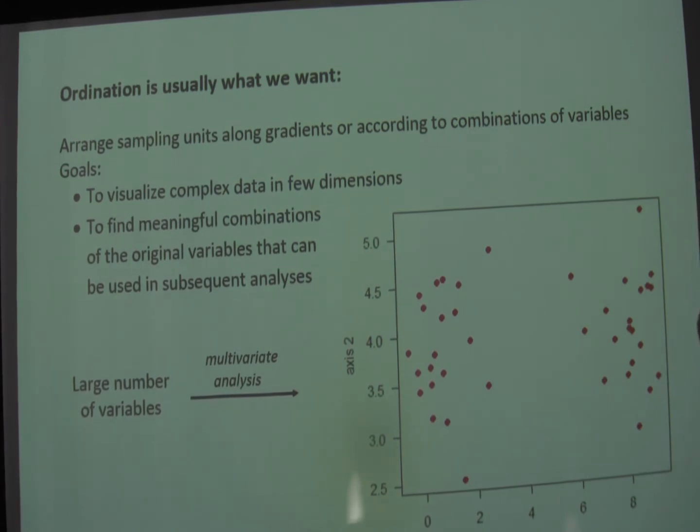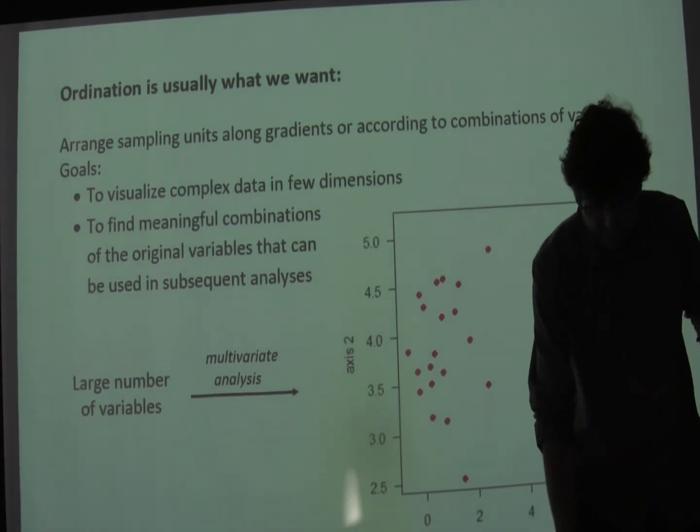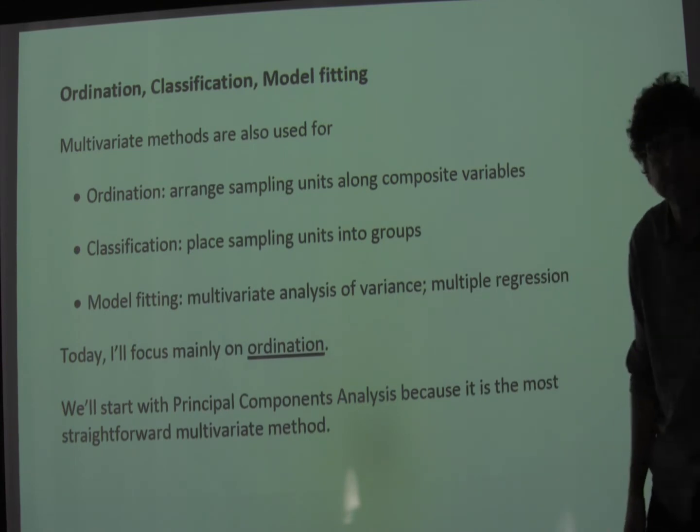So one of the things that we usually want is what we call ordination. And that means taking your observations and arranging them along some gradient or plotting them against some combination of variables that allows you to just look at this and go, oh, there's two groups, maybe. So you want to be able to visualize that complicated data set in a small number of dimensions, and then maybe find some meaningful combinations, like whatever combination of variables produced axis 1. Maybe you could use that in subsequent analysis. Maybe it has a ready interpretation. That can't be guaranteed always.